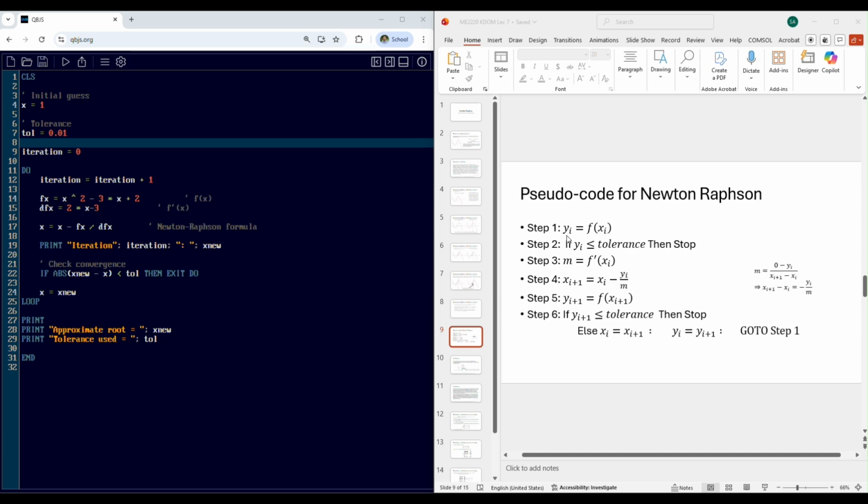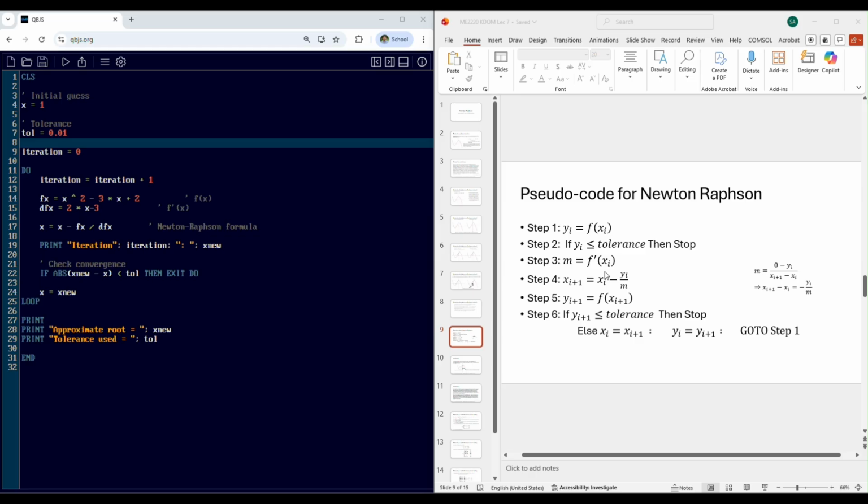So you get the function's value yi. If yi is already less than the tolerance, then you can stop. Otherwise, you calculate the slope at xi yi. Then you take that slope, substitute here in order to get the next guess. Then you evaluate the function at the next guess. And if that is less than the tolerance, then you stop. Otherwise, you restart and then you repeat this procedure.